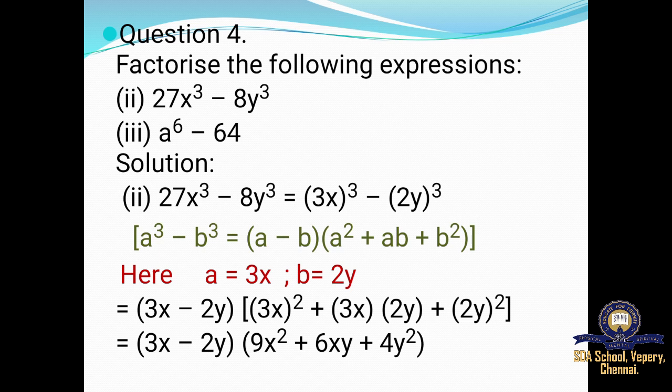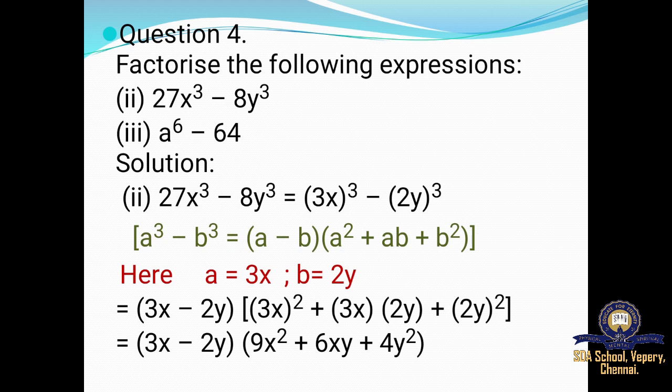Similarly, what do I mean by 2 cube? 2 into 2 into 2, that is 2 is multiplied 3 times. You get my point. So 27x cube minus 8y cube can be written as 3x the whole cube minus 2y the whole cube. Am I right or not? If I can write like that, then I have to make use of this identity. Which identity? a cube minus b cube equals a minus b into a square plus ab plus b square.